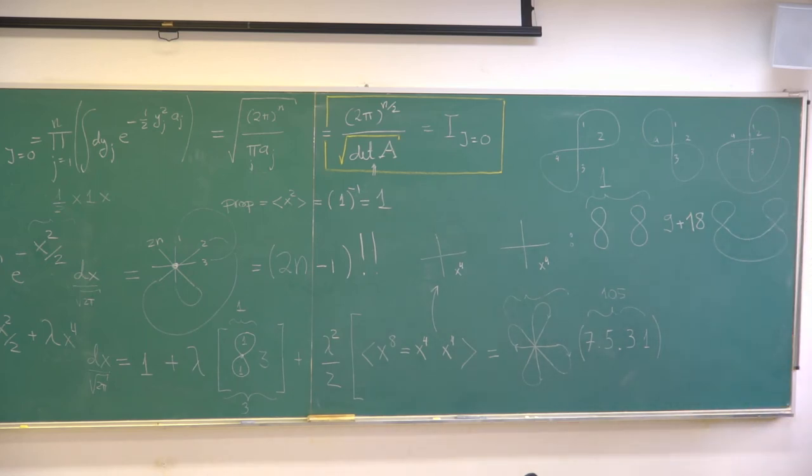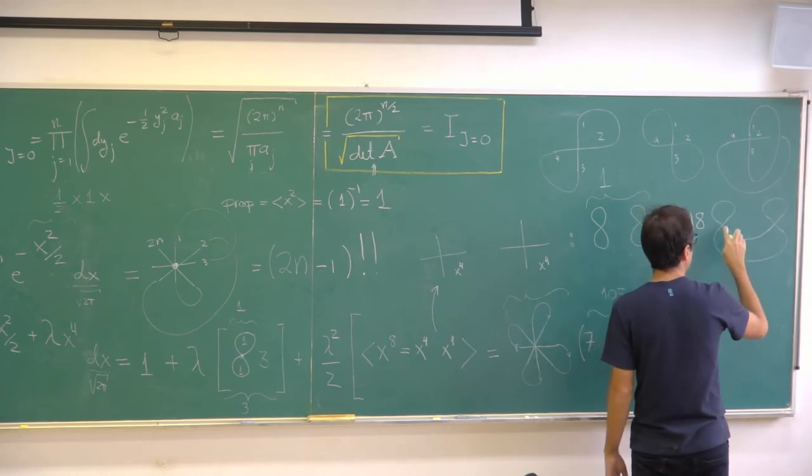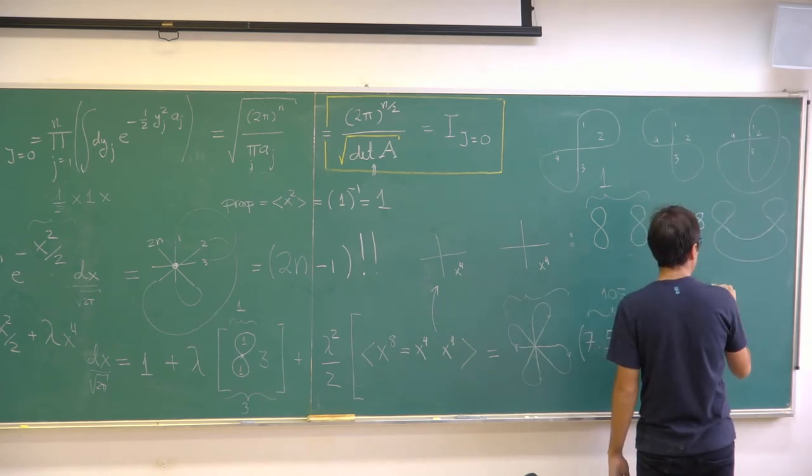You ready? 3, I'm choosing who contracts here. 3, I'm choosing who contracts here. And then 18. Okay, good. Then, we have another option, which is there's no contraction between the same guys.